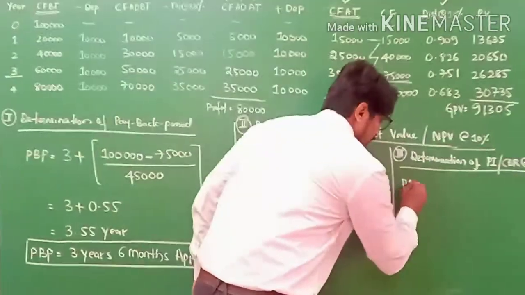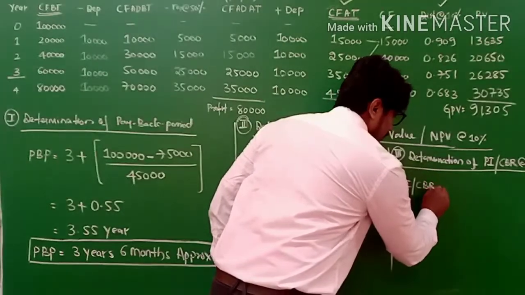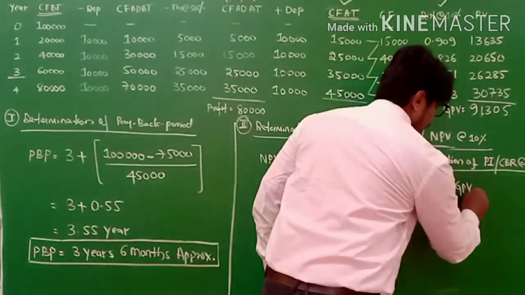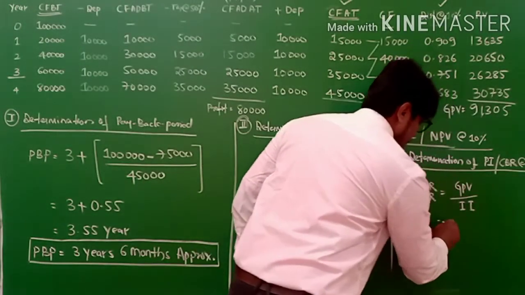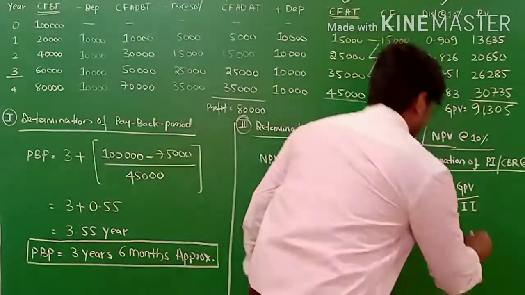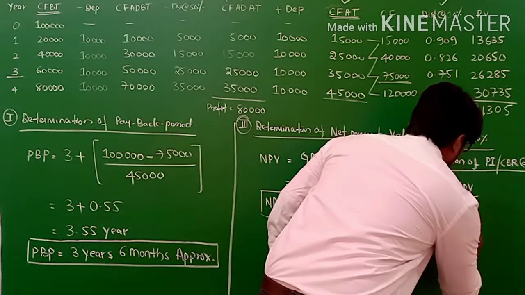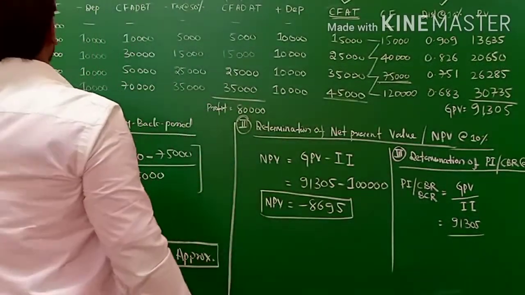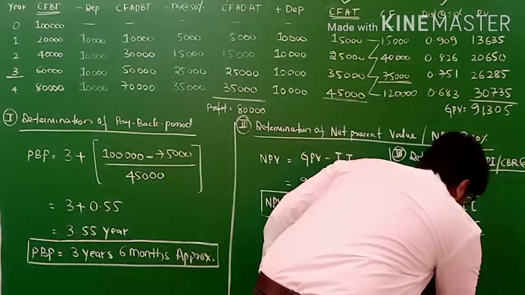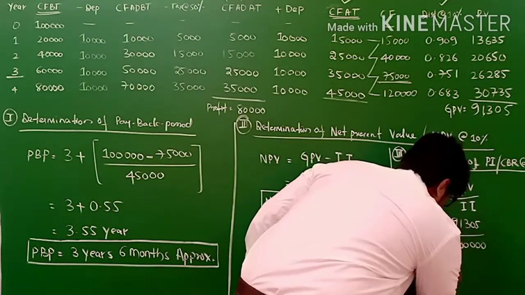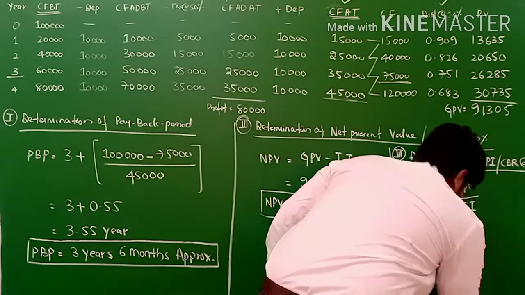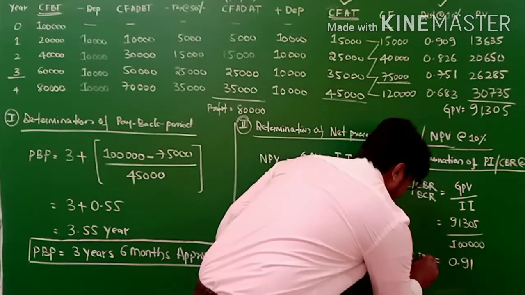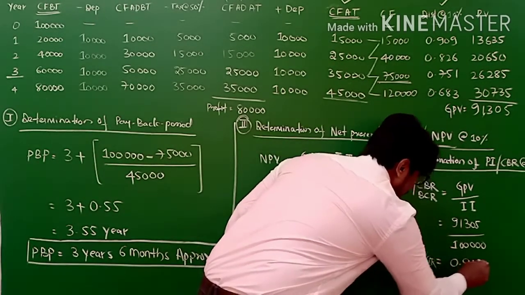So what is the formula to find out profitability index or cost benefit ratio or benefit cost ratio, meaning it is the same? Very simple: gross present value divided by initial investment, my friends. The gross present value is 91,305 upon, and our initial investment is 1 lakh rupees. If you divide this, it is 0.91 approximately. This is nothing but the profitability index or cost benefit ratio.